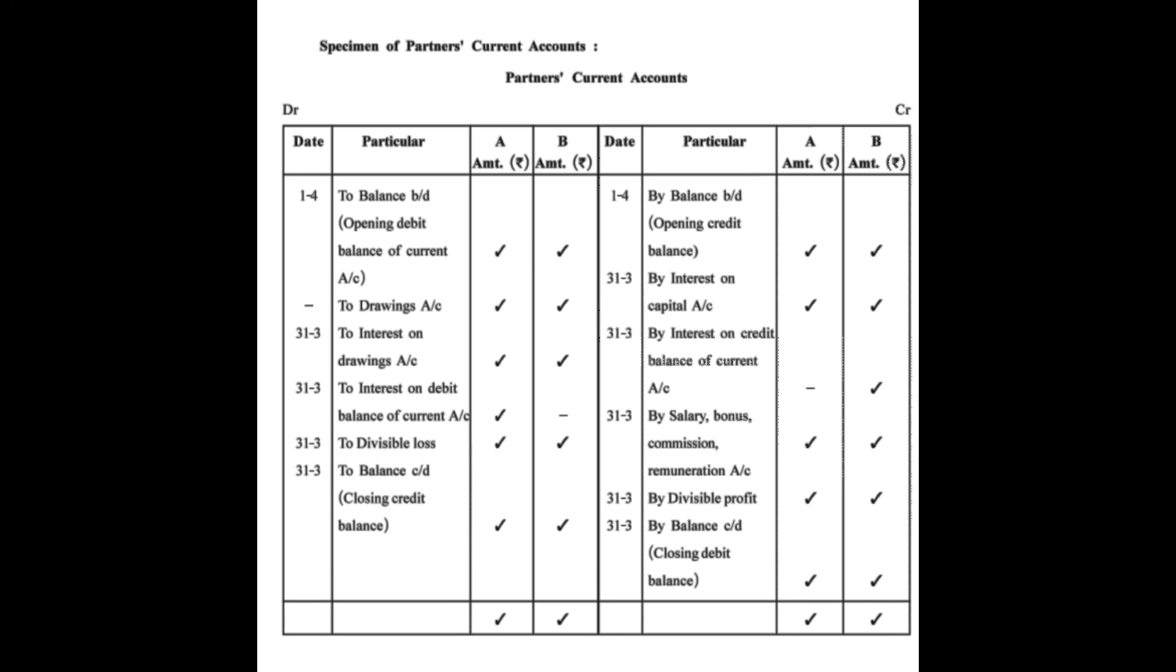On credit side, if he is having the credit balance, then interest on capital he will be getting as income on credit side. Interest on credit balance of current account is income on credit side. Salary, bonus, commission, remuneration, if any, is received on the credit side. Divisible profit, again an income on credit side. This account has to be individually closed out. First of all, A we will close, then B we will close. The balance can be on any side, debit side or credit side. Whatever balance carried down comes in, if it comes on the debit side, it will be recorded as a liability. If it is coming on the credit side, it will be recorded on the asset side of the balance sheet.